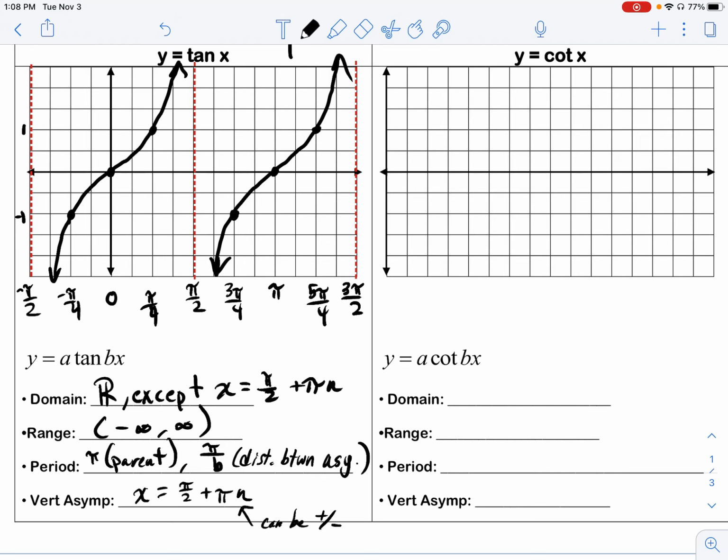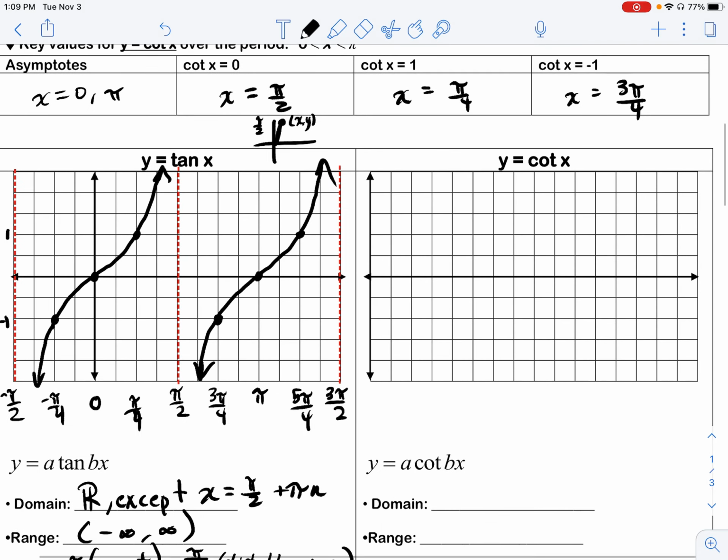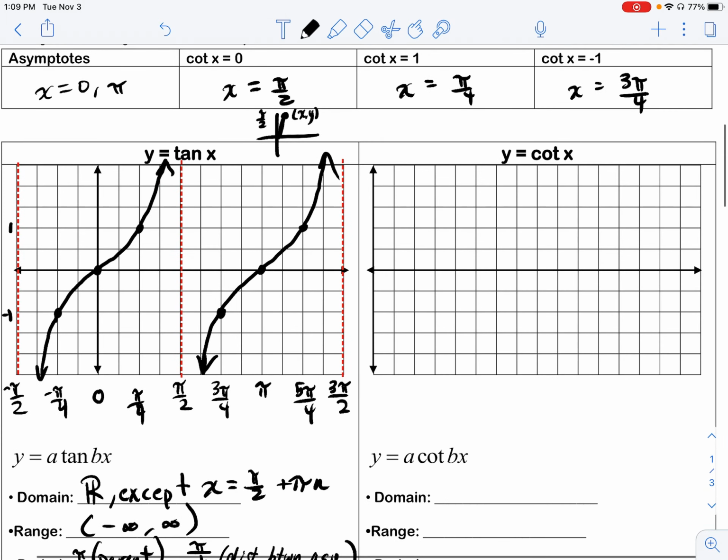All right, now let's switch gears and talk about cotangent. For cotangent, I'm going to refer to these key values here. And again, cotangent is going to be pretty similar to tangent. It's just shifted over pi over 2 radians. But what that's going to make it end up looking like is a little different. It's almost going to look like a reflection. So let me go ahead and label.